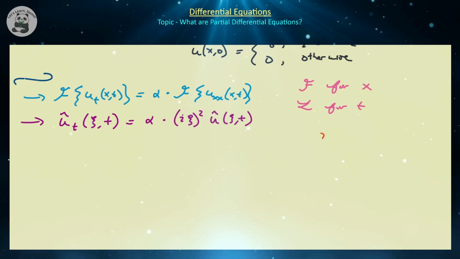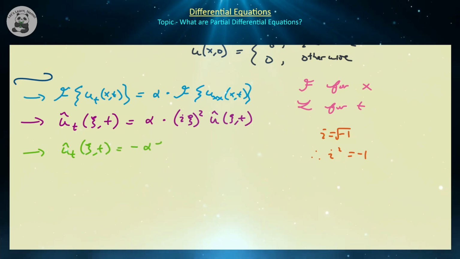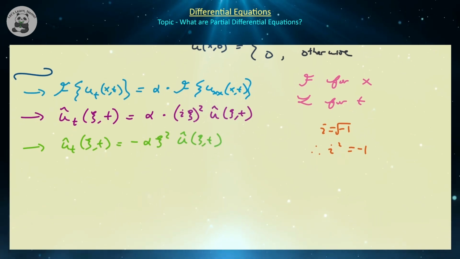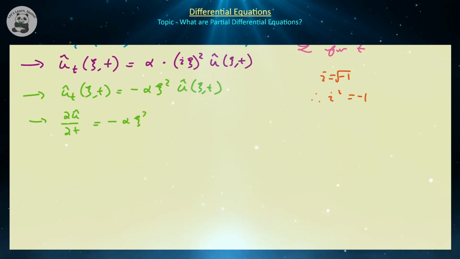So keep in mind i is the square root of -1, so i squared is equal to -1. So we can rewrite this as u hat t of psi, t is equal to minus alpha psi squared times u hat of psi, t. Now that we have this, what I can do is rewrite this as the partial derivative of u hat with respect to t is equal to minus alpha psi squared times u hat.